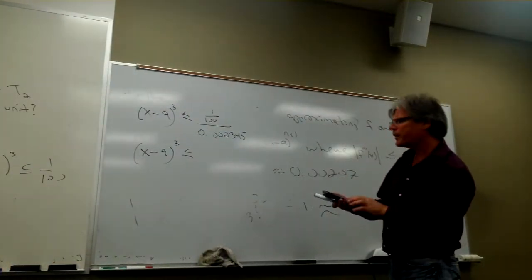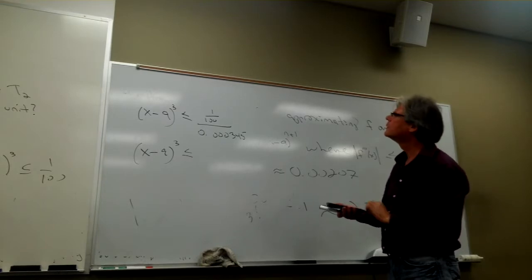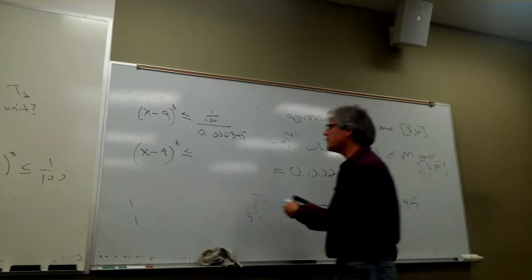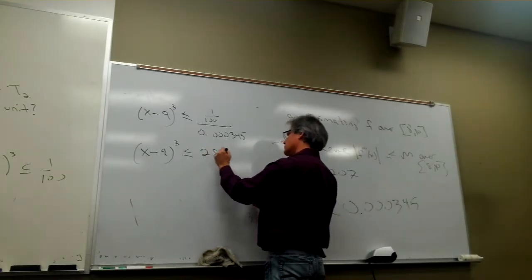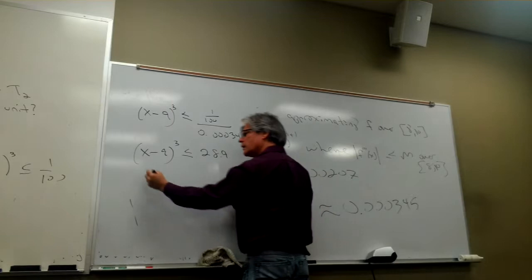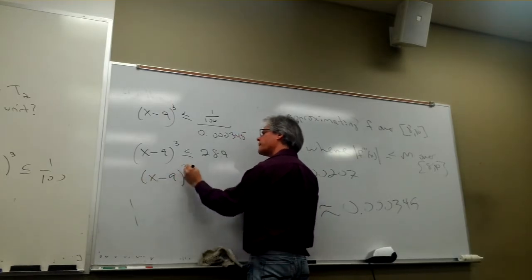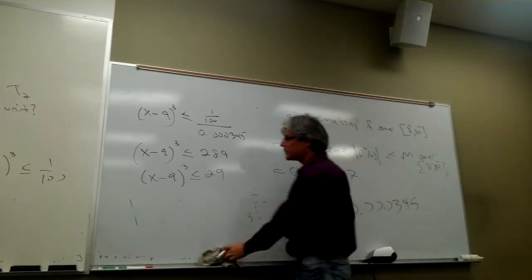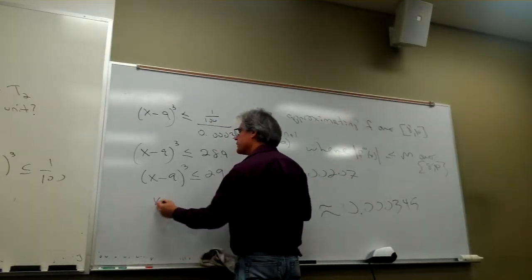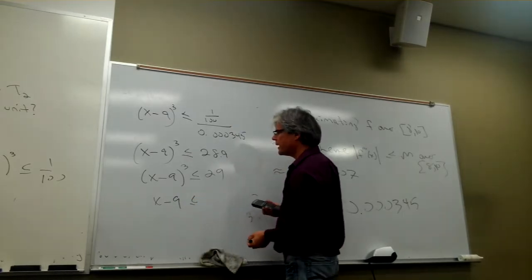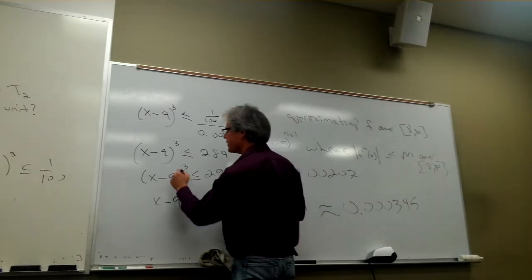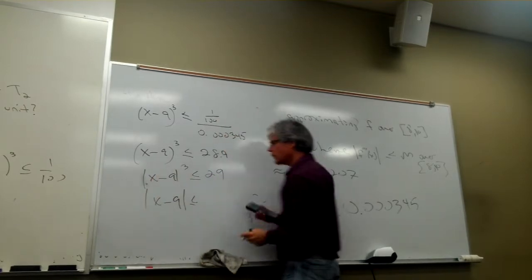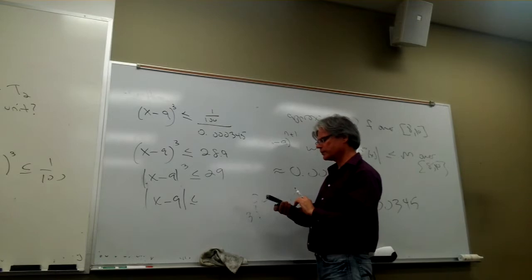I'm coming up with this. Can I do a better approximation? I'm tired. Which means x minus 9 is bounded above by, well, the cube root of 29. Can't put these in absolute values. But I think the cube root of 29 is the following.